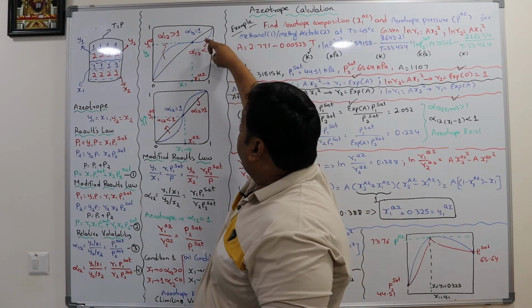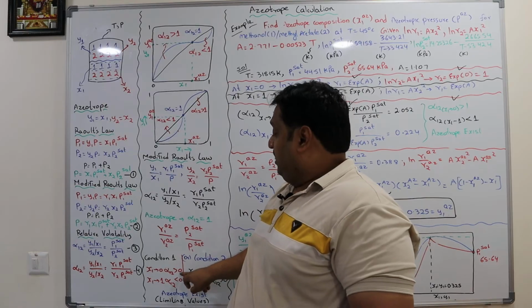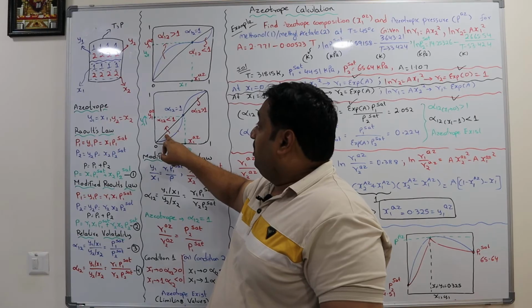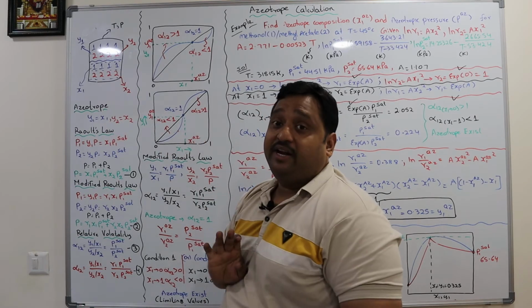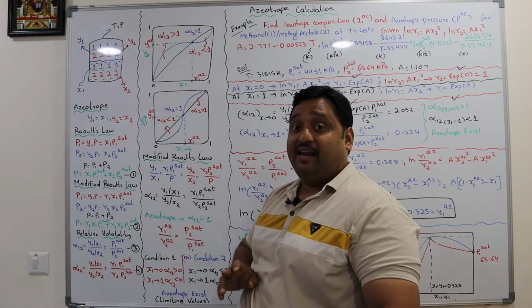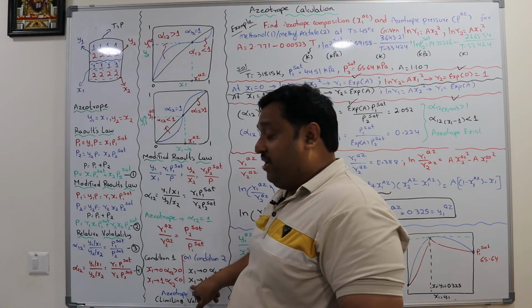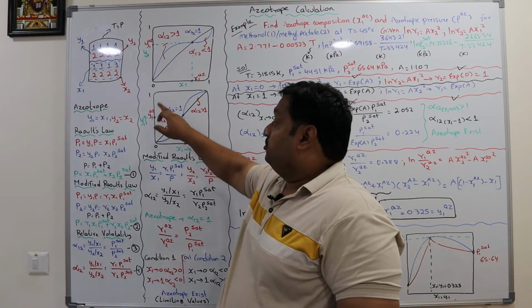Towards x1 equal to 1, the relative volatility should be less than 1. Okay, this is the first condition. Condition 2 is this one: as x1 tends to 0, the relative volatility should be less than 1, and as x1 tends to 1, the relative volatility should be greater than 1. If any one of these conditions is met, then you can confirm the azeotrope is going to exist. If the azeotrope exists, then using this equation you can find the composition.